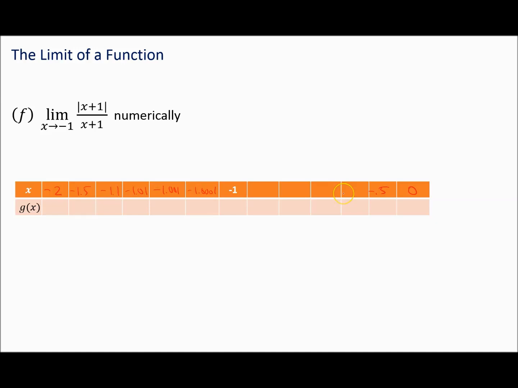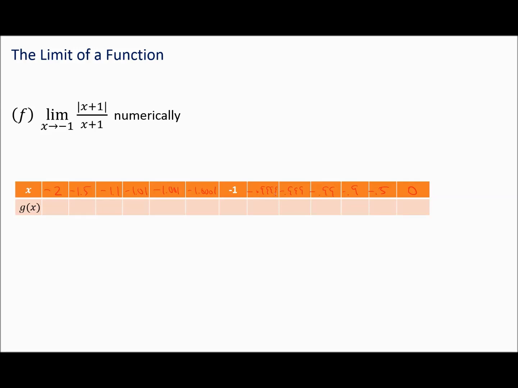And then on the right, well, 0 is bigger than -1, but -0.5 is a little closer, and then -0.9 is even closer, right? And -0.99 is even closer than that, and -0.999, you get the point, and -0.9999 is super close to -1. So we're going to take these values and plug it into the function and see what we get.